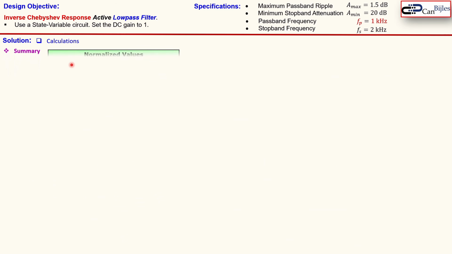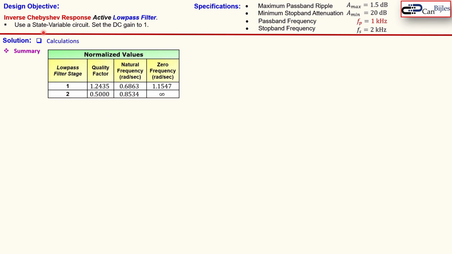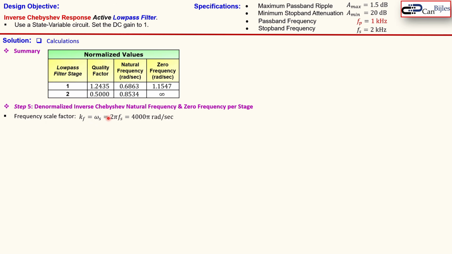So the summary of the results so far for our normalized values of the inverse Chebyshev response are shown here for each stage. You see the quality factor, the natural frequency, and the zero frequency. Now, in order to go to the actual component values, we need to do the denormalization of our inverse Chebyshev response. For that, we will need to denormalize the natural frequency and the zero frequency per stage. Now, we have the frequency scale factor, which in this case is omega s, this 2 pi times the stop band frequency. That is given by kf, so 2 pi times 2000, so 4000 pi radians per second.